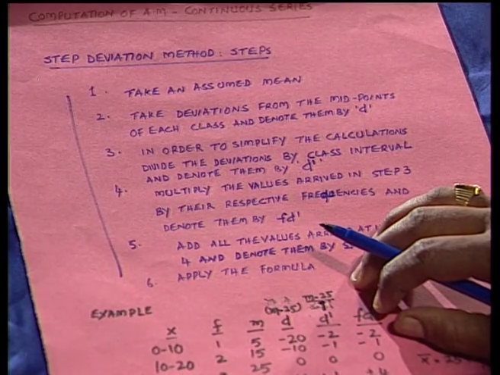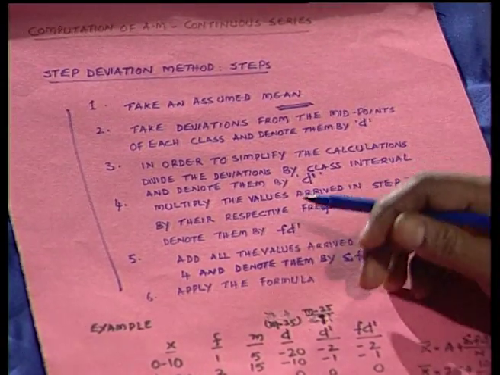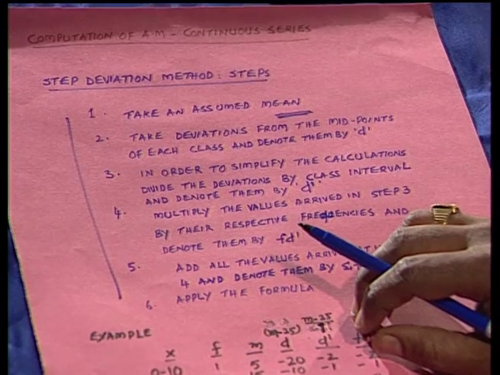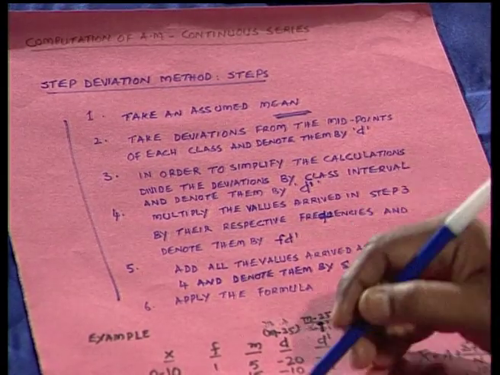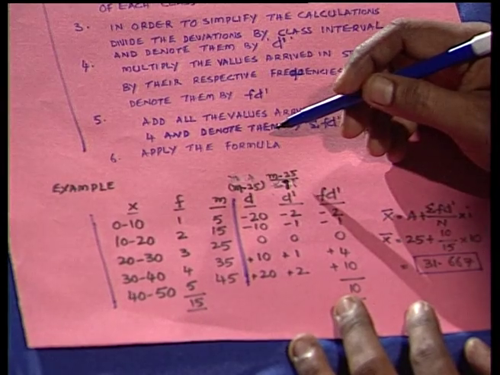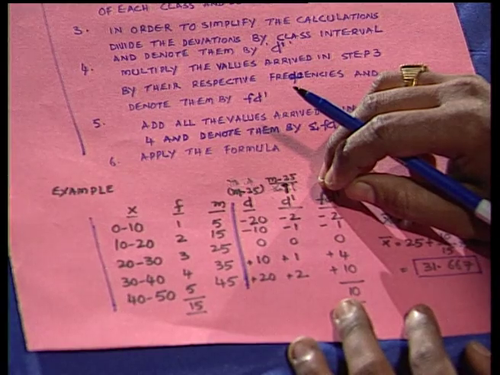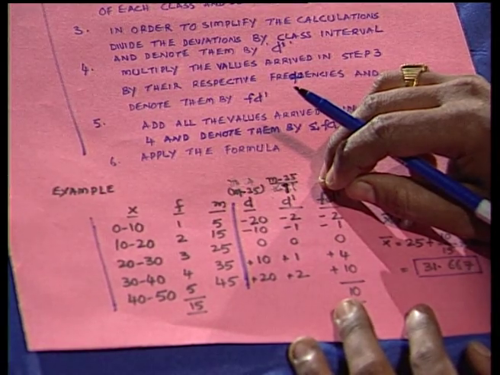The first step is, as usual, we take an assumed mean. Assume any figure to be your mean from which you have to take deviations, and then take deviations from the midpoints. We know what midpoints are here, they are the same old ones, as we are using the same old example of 0 to 10, 10 to 20 and so on through 40 to 50. And then in order to simplify the calculations, divide the deviations by the class interval and denote them by d dash as against d.